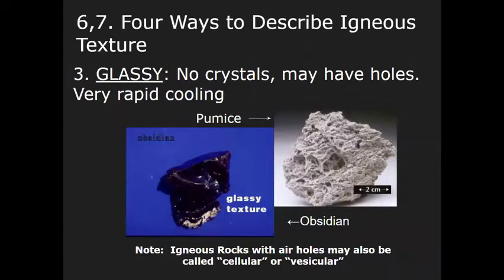Glassy is another way to describe the texture of igneous rocks, and these are rocks where no crystals have formed. So these rocks have cooled very quickly, and crystals did not have an opportunity to form in any kind of shape. Obsidian here has a glassy texture, but then pumice, which has all of these vesicles or holes that I mentioned before, we would also consider as having a glassy texture, because when we look at it, we can see no crystals in there.